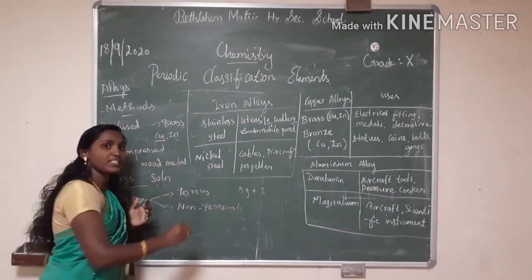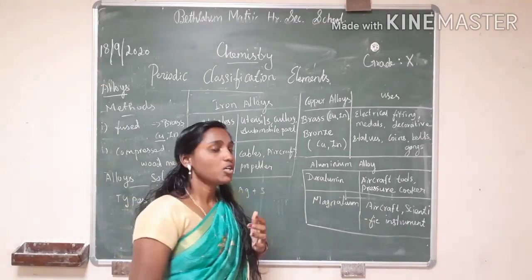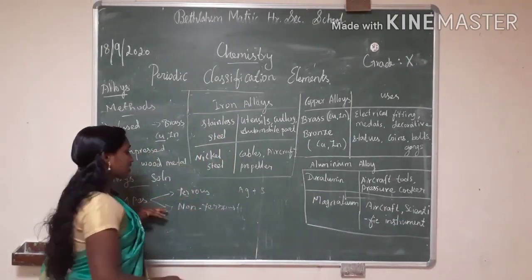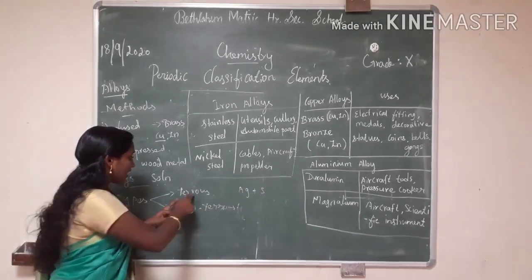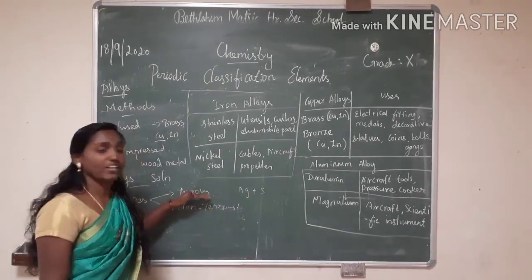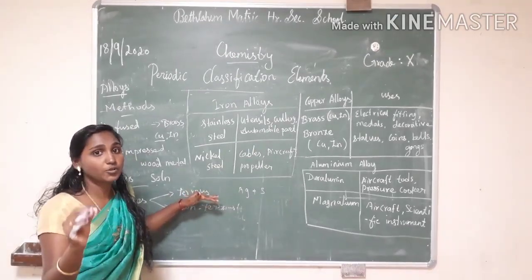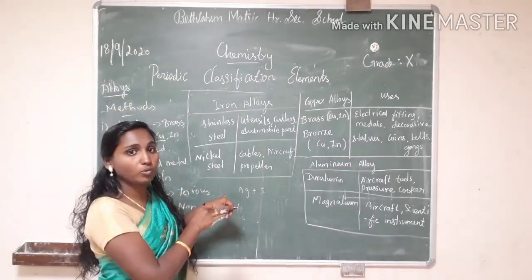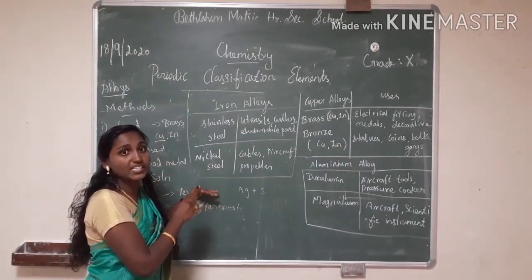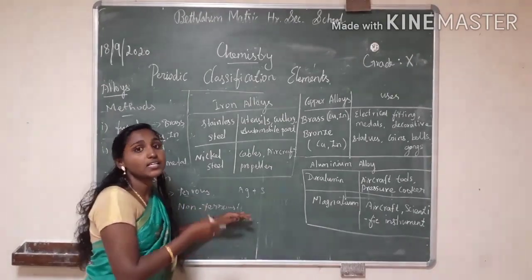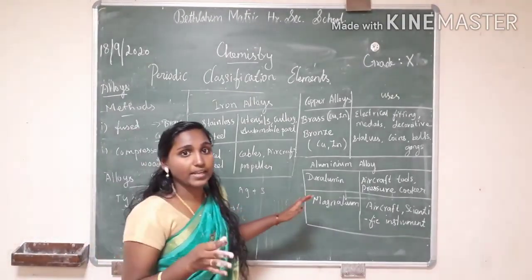You know ferrous means that is a compound of iron, right? So based on the presence or absence of iron, alloys are classified into ferrous alloys and non-ferrous alloys. From the heading itself we can understand ferrous means iron. In ferrous alloys the major component is iron. Non-ferrous alloys do not contain iron.